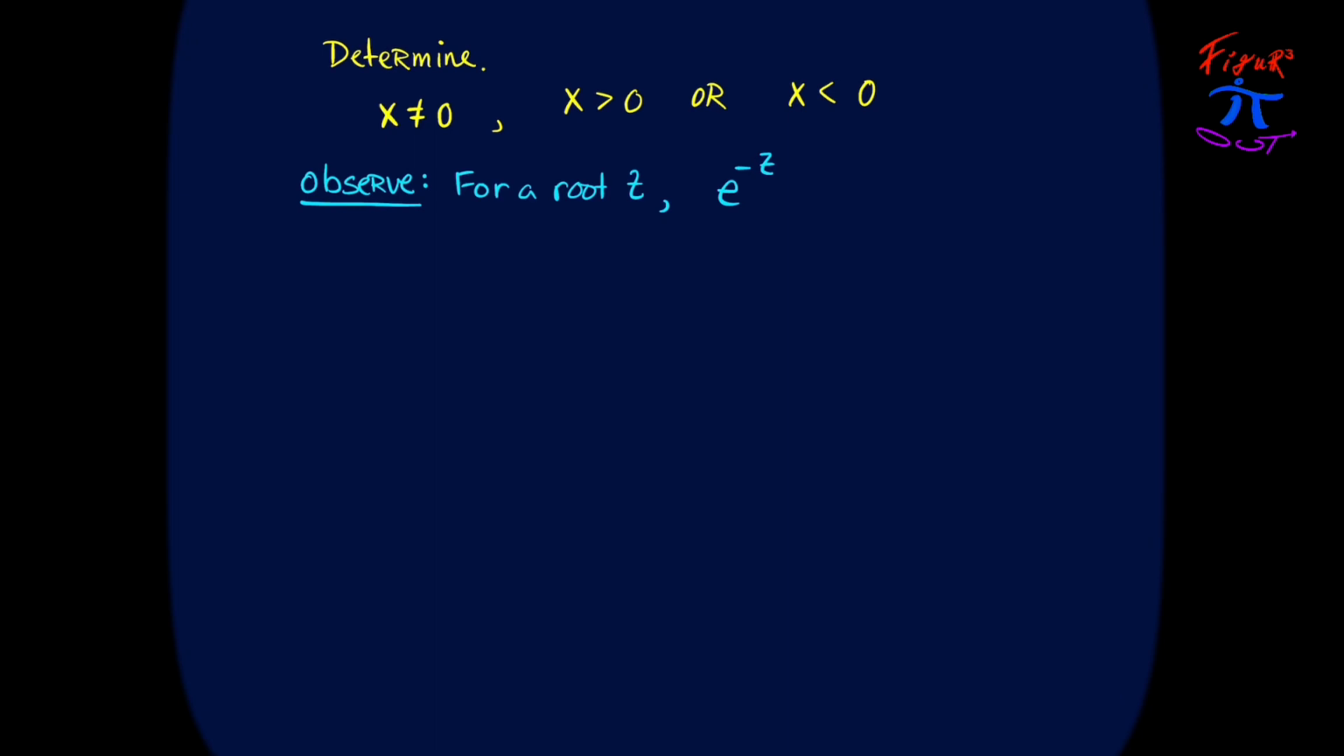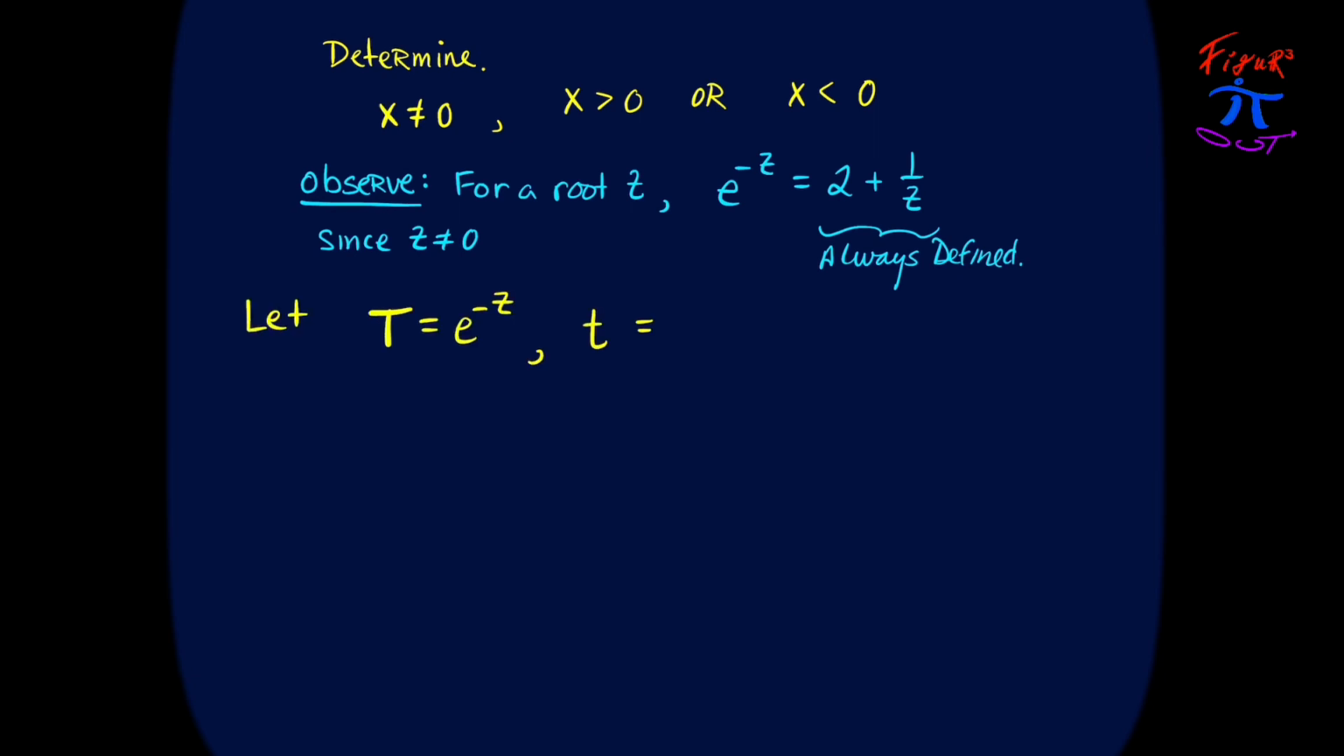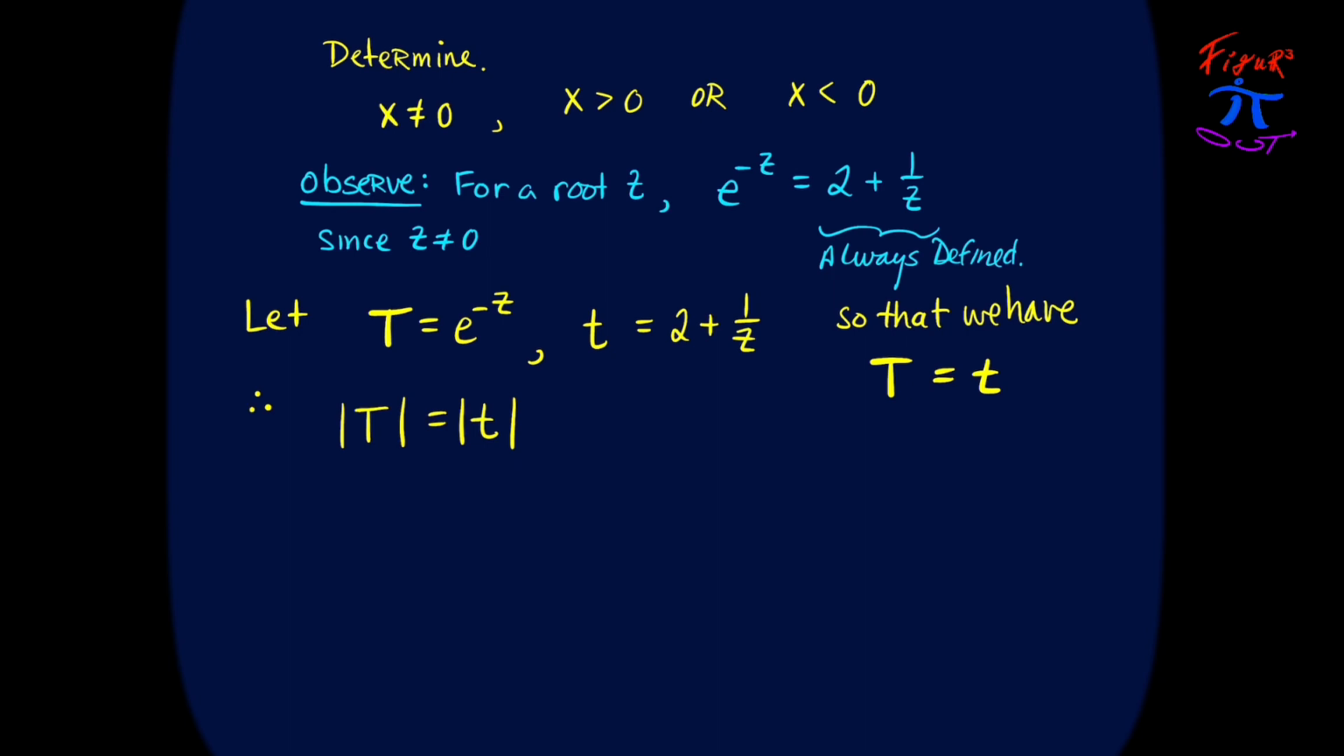So the next thing we do is we observe for a root z that if we were to take the reciprocal of our equation, e to the negative z equals 2 plus 1 over z, and since z can't equal 0, this equation is always satisfied and defined. We can let the left-hand side of that equation equal capital T and the right-hand side equal lowercase t. So we have the equation capital T equals lowercase t, and that would mean that the absolute values of those things are equal as well.